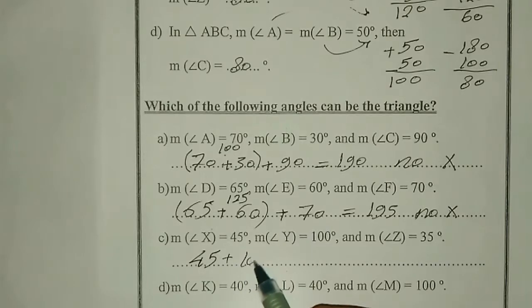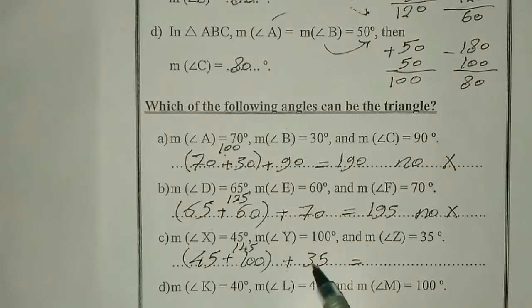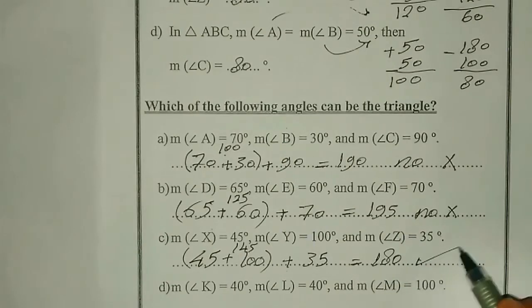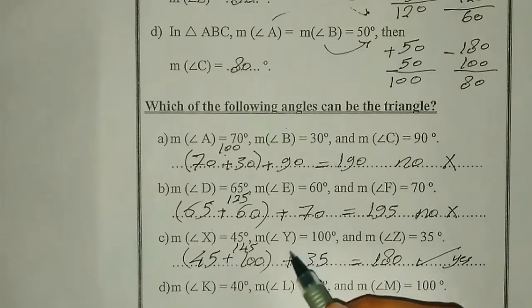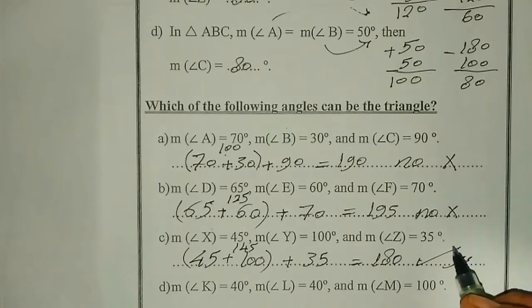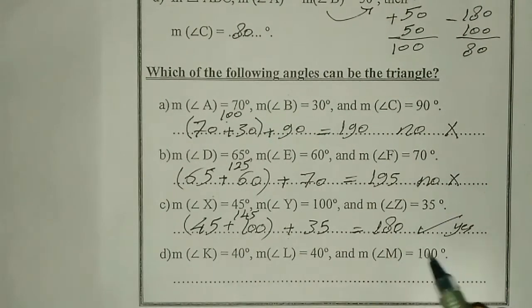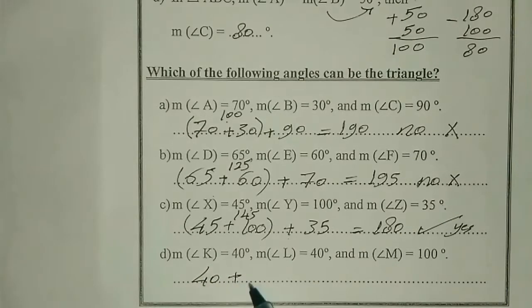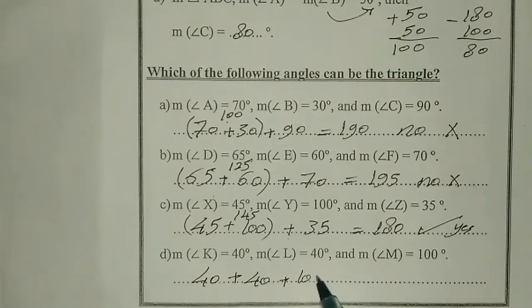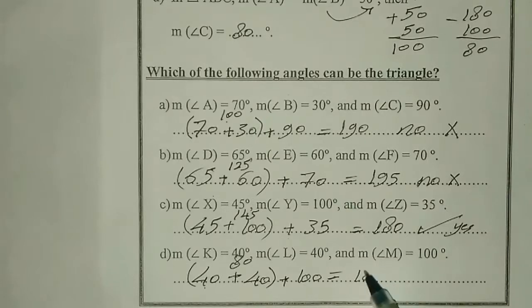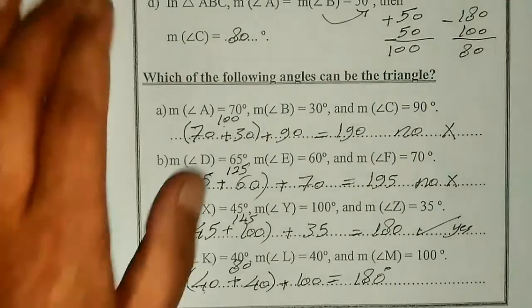Third, can 45, 100, 35 form a triangle? 45 plus 100 plus 35 equals 145 plus 35 equals 180. Yes, these three angles can be in the same triangle. Last, 40, 40, 100. Yes, it works. 40 plus 40 plus 100: 40 plus 40 is 80, 80 plus 100 equals 180. This is the first type.